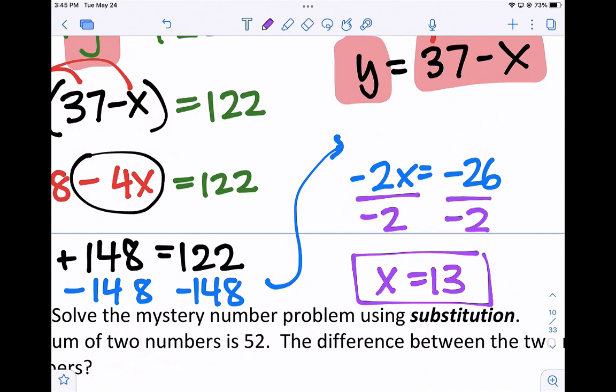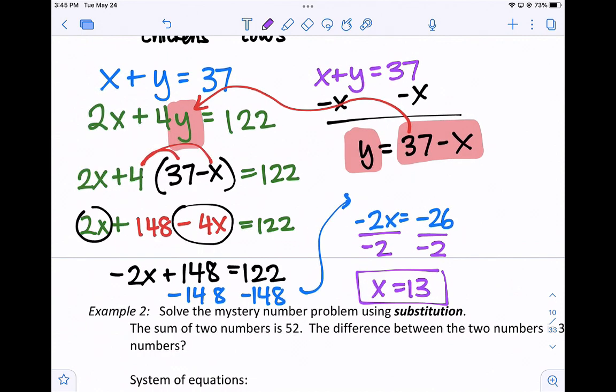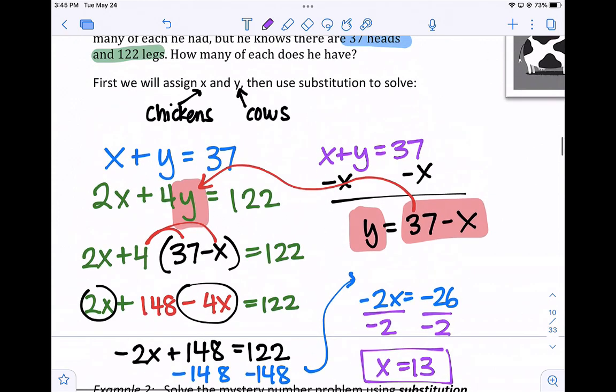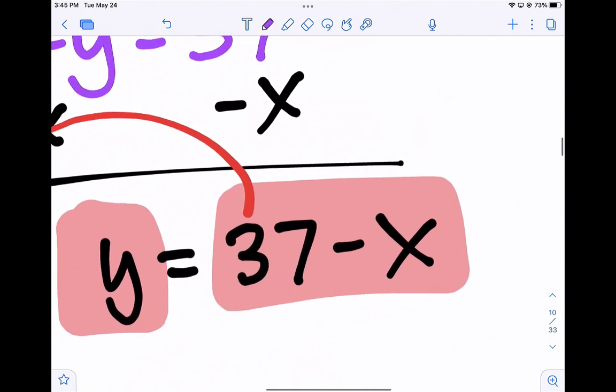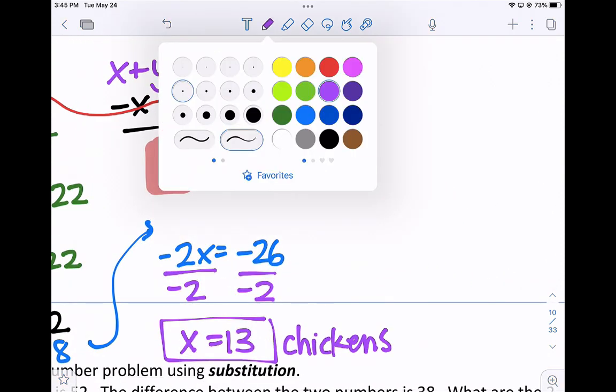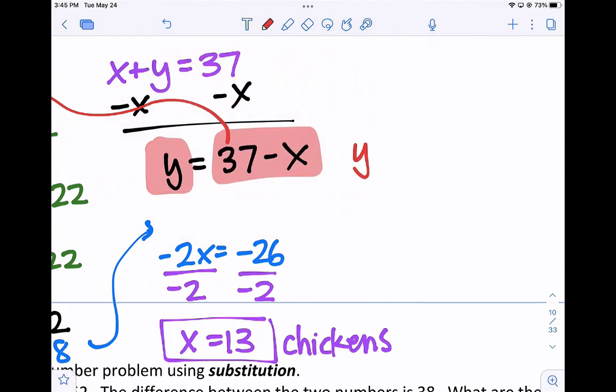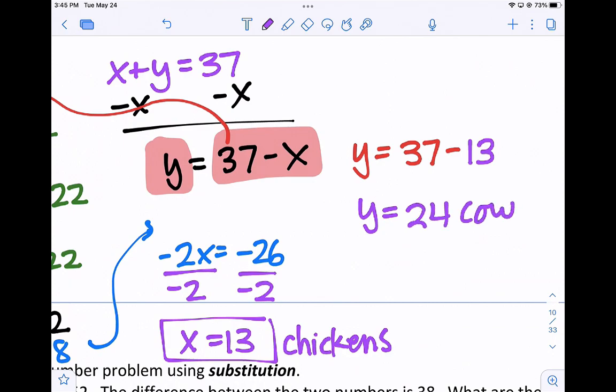So we know that in this system, these two lines cross at 13 for the x value, and this is the number of chickens. So there's 13 chickens. So to figure out the number of cows, we know that there's 37 animals total. So the number of cows we can plug in, 37 minus the number of chickens, we know that there's 13 chickens, and that will give us the number of cows. So we have 24 cows, and 13 chickens would have 37 heads and 122 legs.